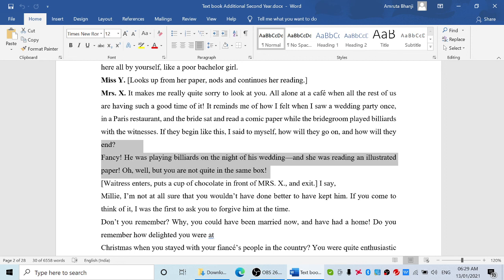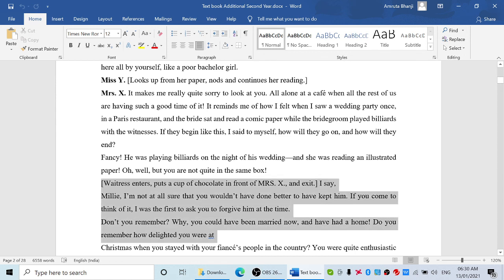She gives importance to the life partner's attention that should be there. So the intention of Mrs. X is to make this Miss Y realize that she is lonely and alone and a bachelor, and she doesn't have any companion or life partner with her to enjoy the situations. So this is how we can see how Mrs. X teases this Miss Y.